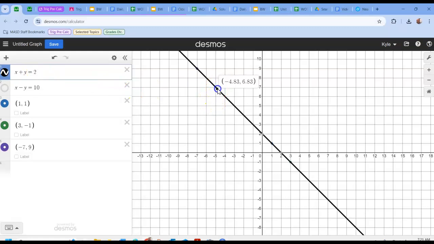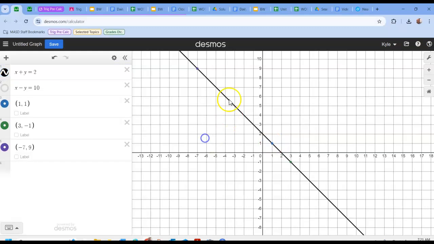So I can click anywhere right there. You add those two. You add those two. I put some easy ones so you could see it. Click off somewhere. There it is. Negative 7, 9. Add to 2. 1 and 1. Add to 2. 3, negative 1, add to 2. So these are all the points that would add together and get me 2.